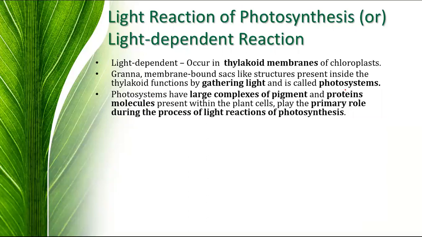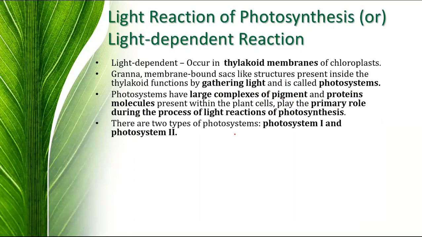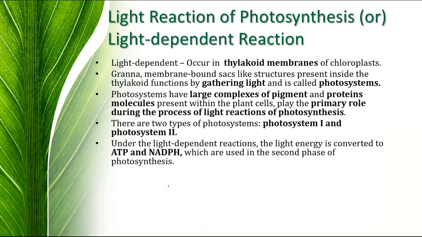Now this photosystem has large complexes of pigments, like chlorophyll A, B, xanthophyll and carotenes, as well as proteins. The photosystem has pigments and protein molecules, and they play an important role during the light reaction of photosynthesis. There are two kinds of photosystem: photosystem first and photosystem second.